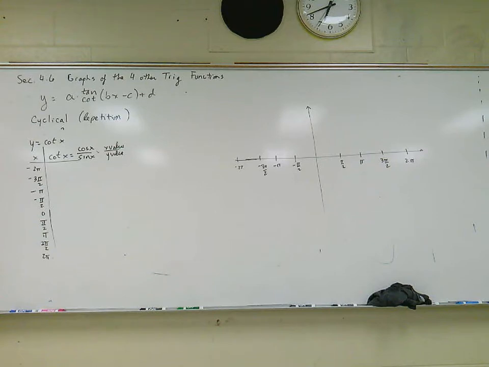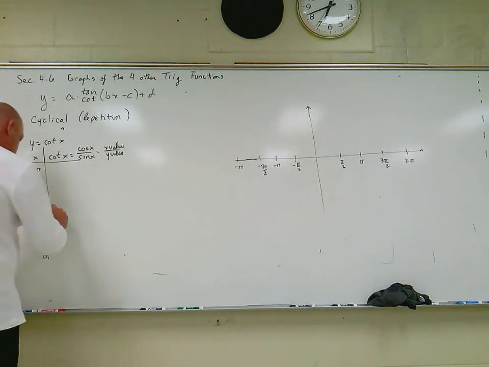What did you get for cotangent of 0? You should get undefined. And then from there, it just flip-flops. Pi over 2 is 0, pi undefined, 3 pi over 2 is 0, 2 pi undefined.